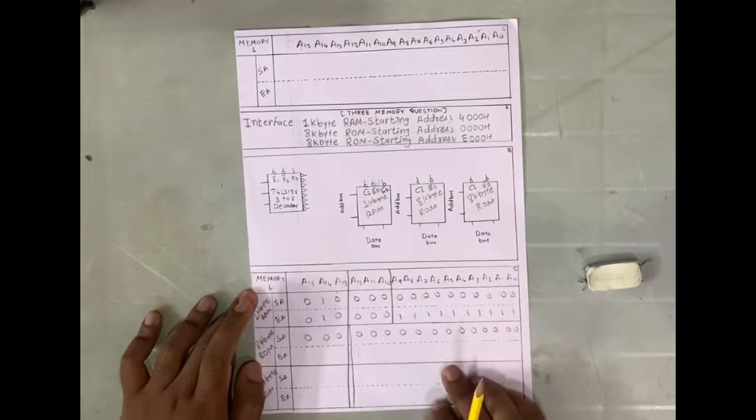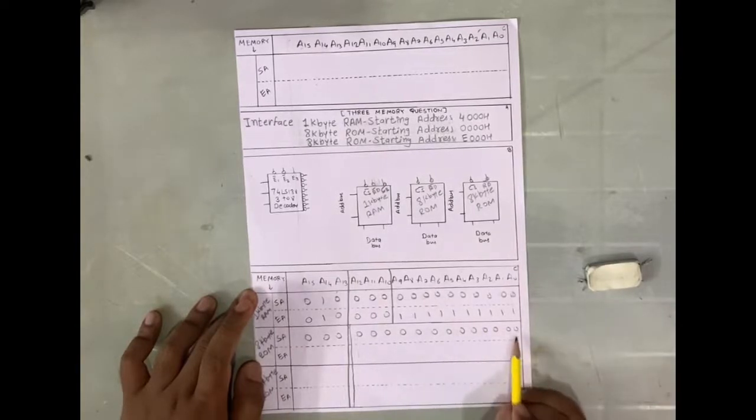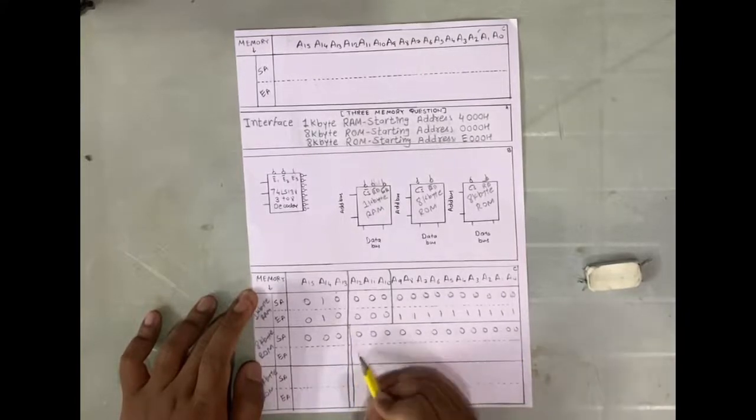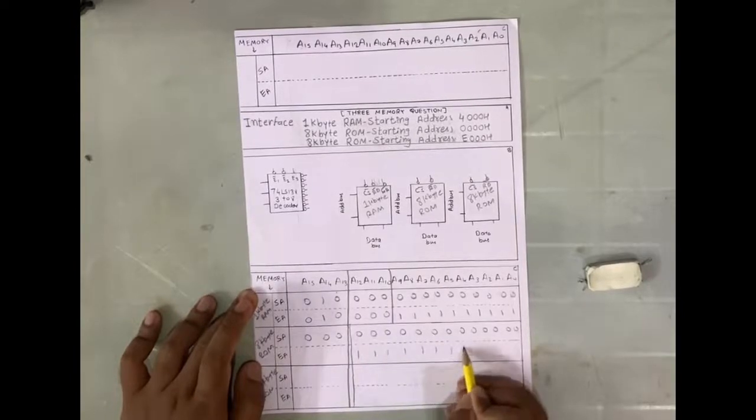To find the ending address, we will set all the address lines which are given to the 8K byte ROM to 1. How many address lines are connected to the 8K byte ROM? A0 to A12. So to find the ending address, we will set A0 to A12 to 1. So we will set all these values to 1.